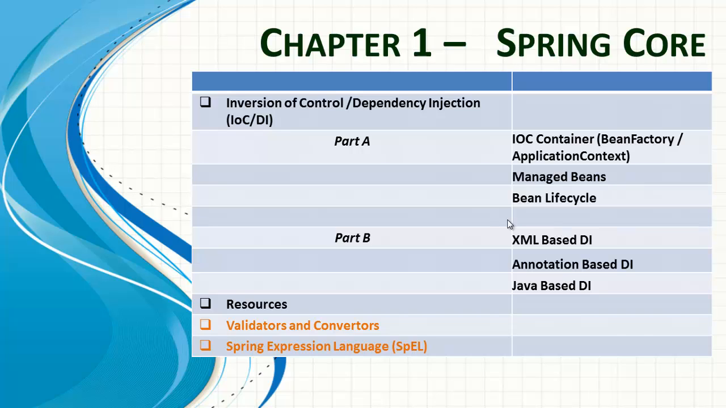The reason the last two topics are in a different color is because we have divided the course into two levels. The first is level 1. Anything in black is covered in level 1, and anything not in black, the orange color, is covered in level 2. So these two topics will be covered in level 2, and Spring core is the main chapter. It will take most of the course time, somewhere around 6 to 8 hours.